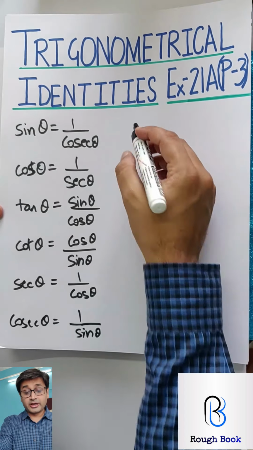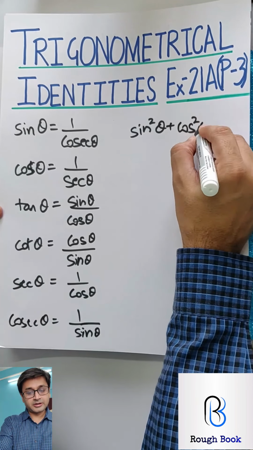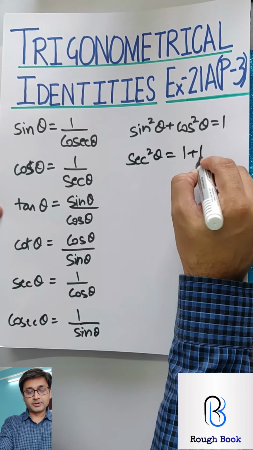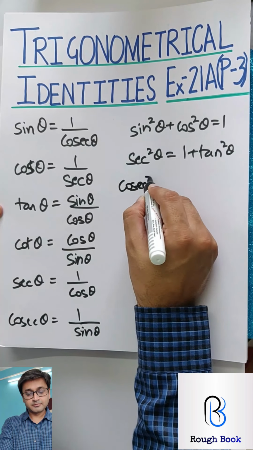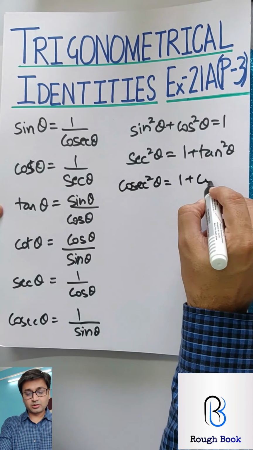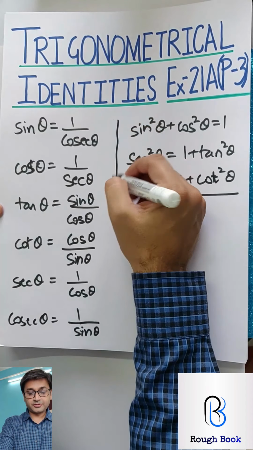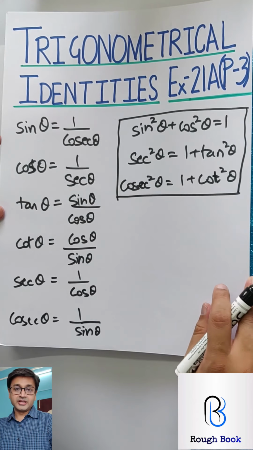And then some square ratios. Sine square plus cos square equals 1. Sec square is 1 plus tan square. Cosec square is 1 plus cot square. Square ratios are all your trumps. So if you know them well, then trigonometry is going to be very, very simple.